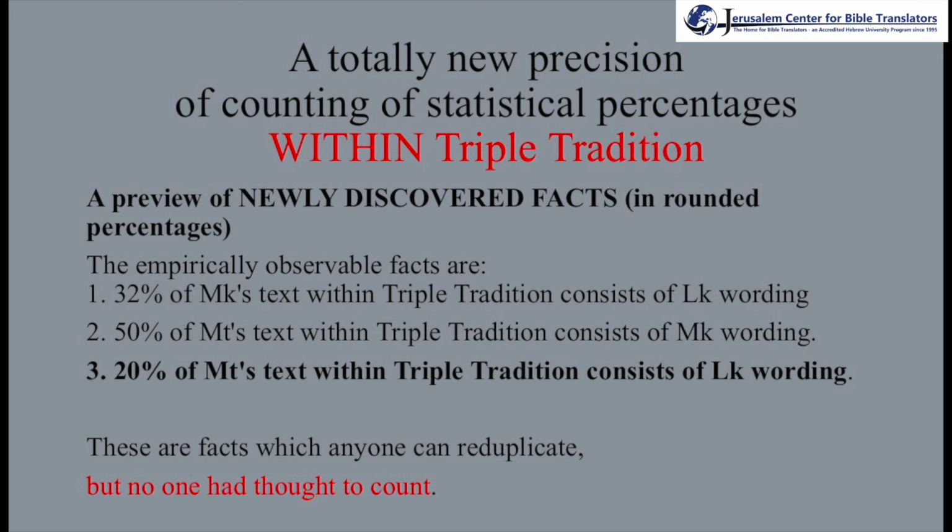And here we notice in the Luke, Mark, Matthew sequence, 32% of Mark's text within triple tradition consists of Lucan wording. So when Mark depends on an earlier text, he doesn't get 50% of it maintained within his text. He makes enough changes so that only 32% of the wording is preserved. Number 2, 50% of Matthew's text within triple tradition is Markan wording that he has preserved. And then when you do the count of words in triple tradition, you find that Matthew's text at the end has only 20% of Lucan wording. Well, what's going on? Because he usually gets 50% of the one that's before him. And these are facts that anybody can reduplicate, but nobody had bothered to count them.